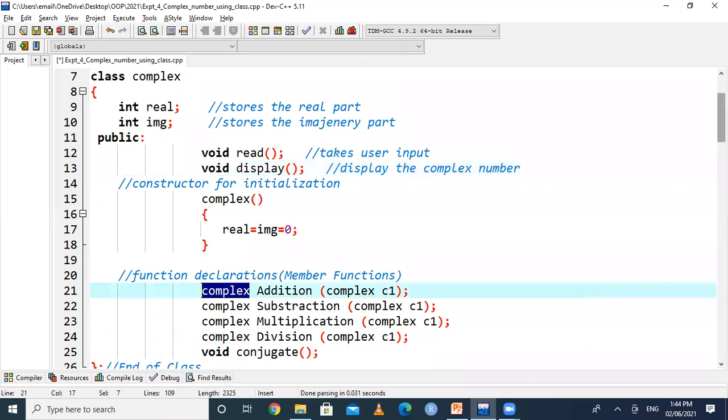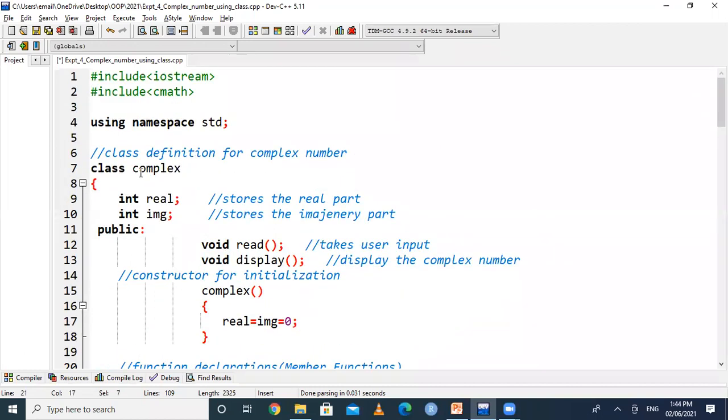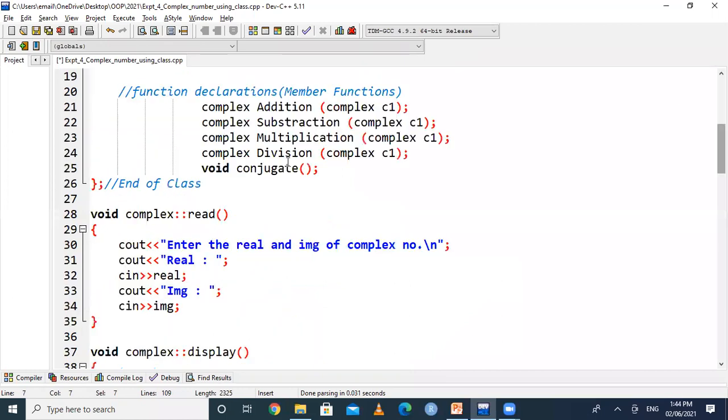So everyone carefully observe here. Complex is the name of a class. So this indicates that the functions addition, subtraction, multiplication, and division return a variable which is of class type, or complex type. And all these functions, addition, subtraction, multiplication, and division, have one argument that is a class type variable called C1.